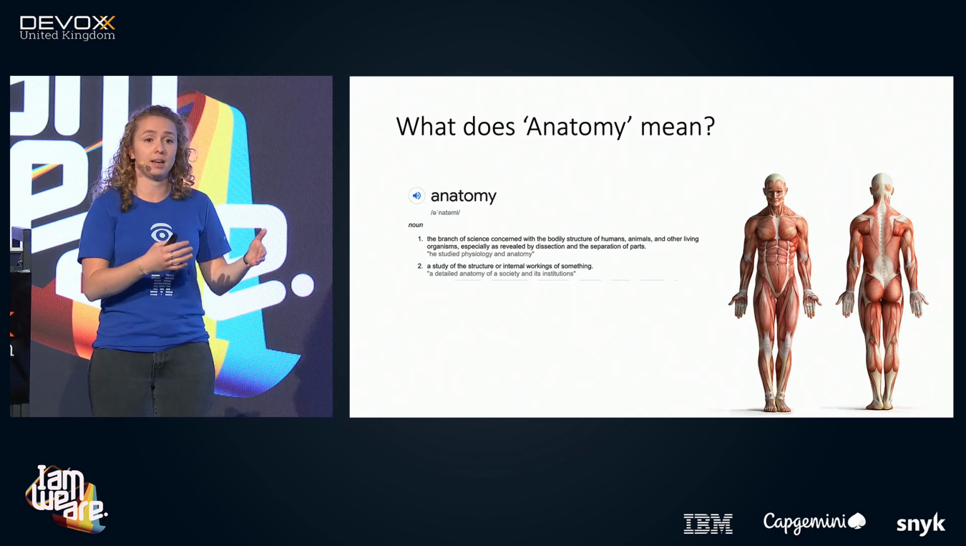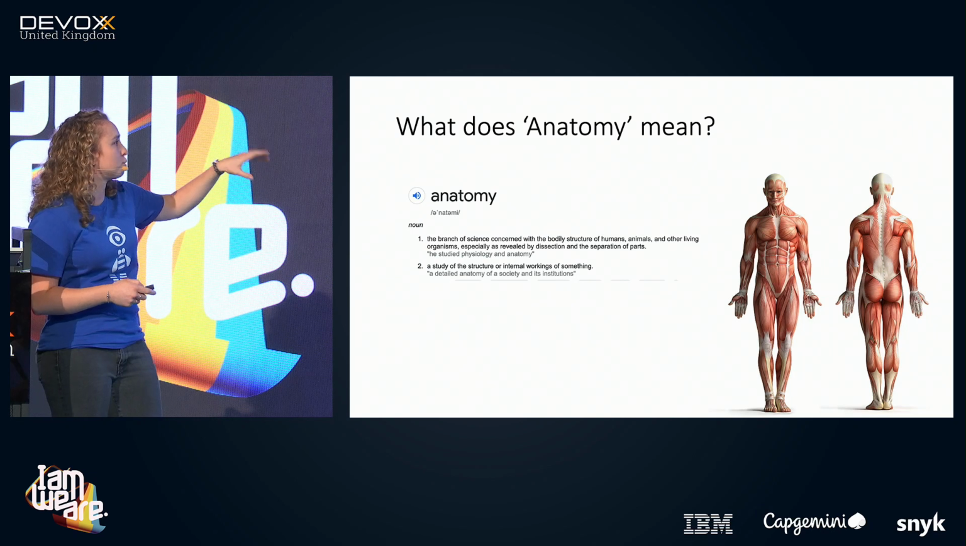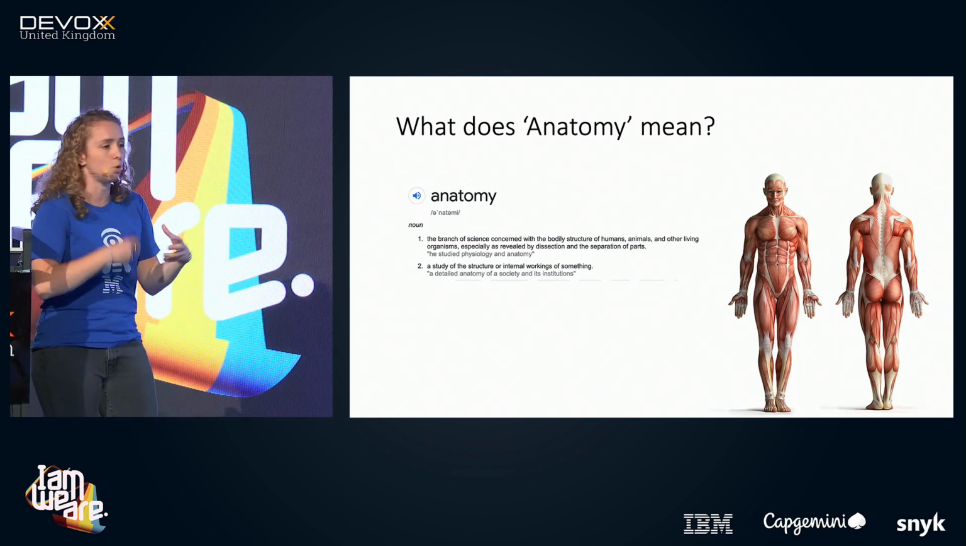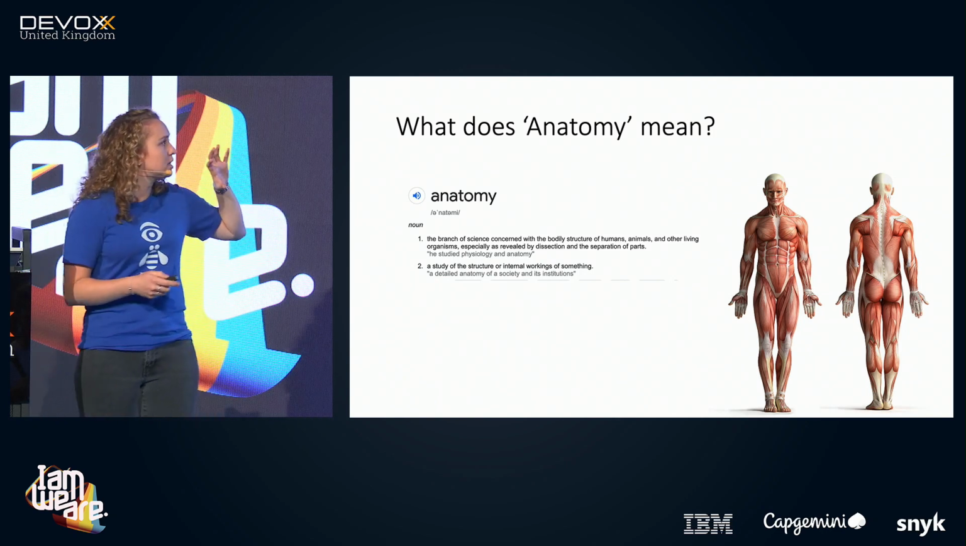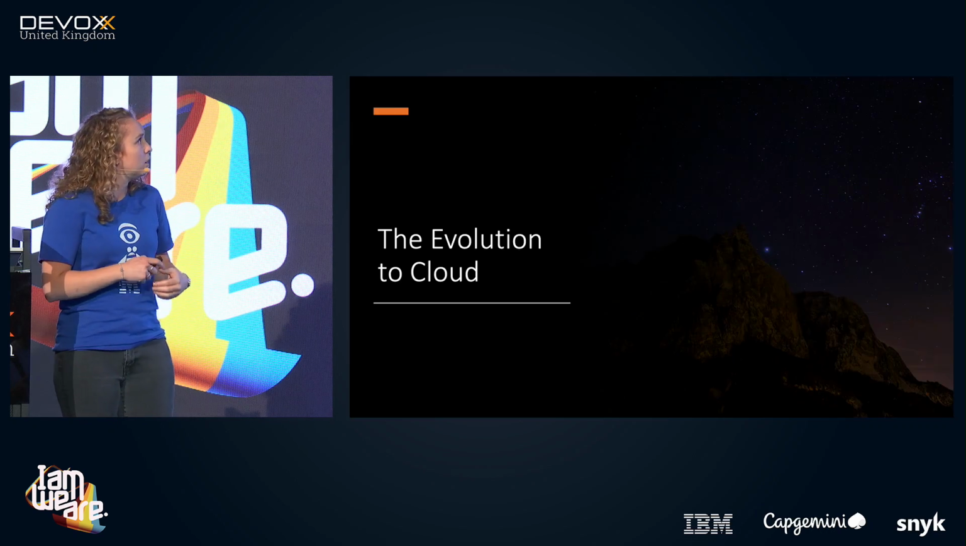So, what do I mean by anatomy? Well, anatomy here, I've got a definition. So it's really about the branch of science that's concerned with bodily structures of the humans or animals or any living creature, really. And it's about really studying them to understand how they work together as a system.